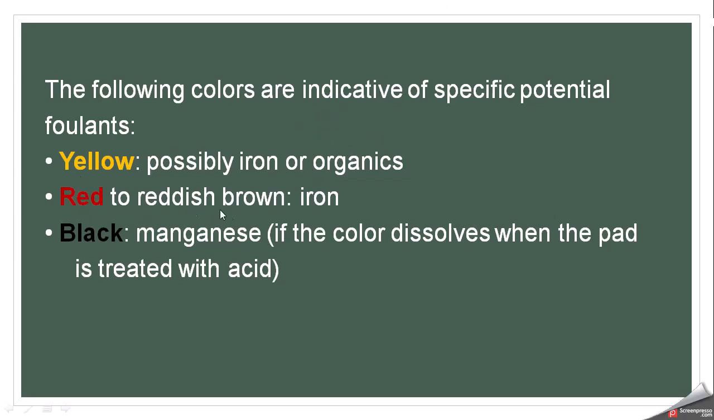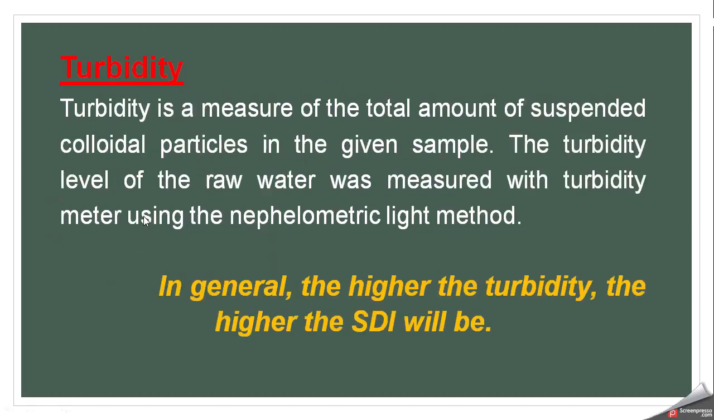Then red to reddish brown, if the color is red to reddish brown, then it is definitely iron. And black, then manganese. And if the color dissolves and vanishes when we treat this filter paper with acid, then this is definitely manganese. So these are some indications of the colors showing what types, not all, but some of the types of foulants present in the water.